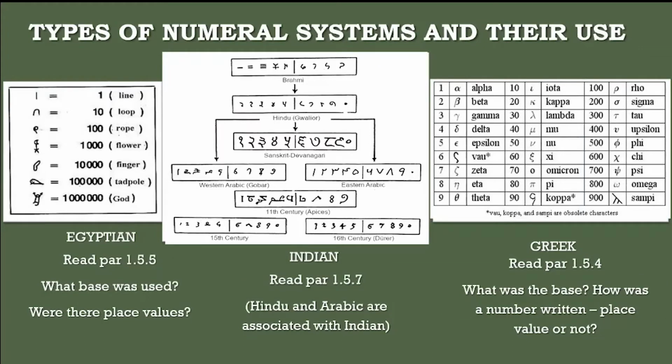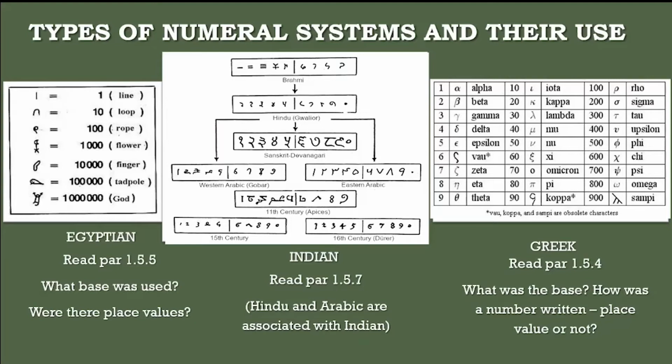Let's go to Egyptian. What they did was they used a little picture. The first one, they say it's a line. The second one, they folded the line into a loop. That was for 10. And then a rope for 100. And then what they called a flower for 1,000. And a finger for 10,000. And a tadpole for, I think it's the small of a padaki or something. I don't know what the tadpole is. And then the million is a god.